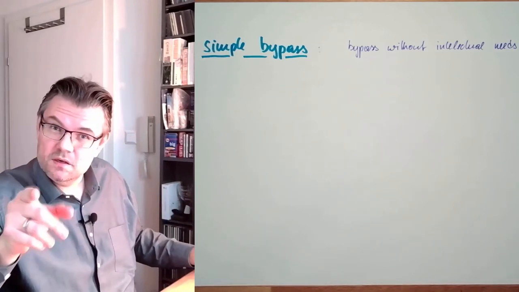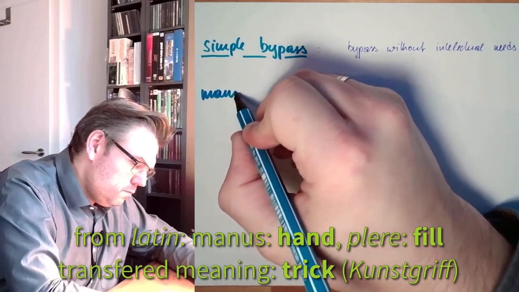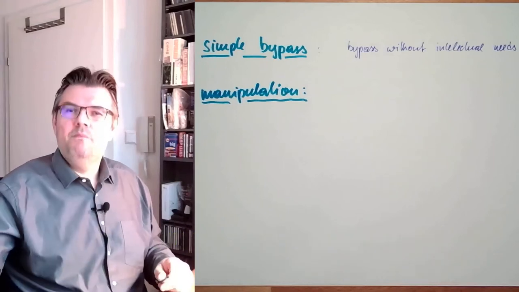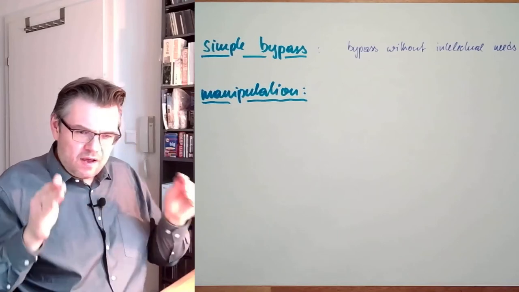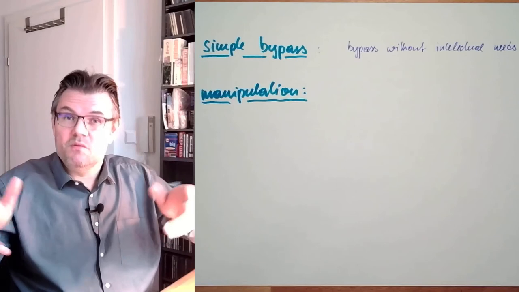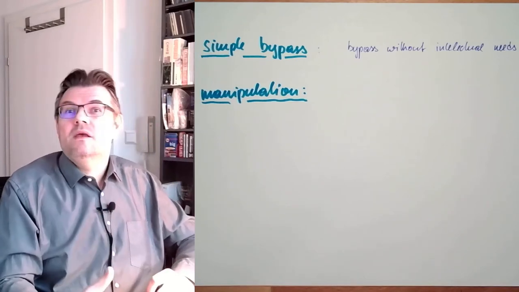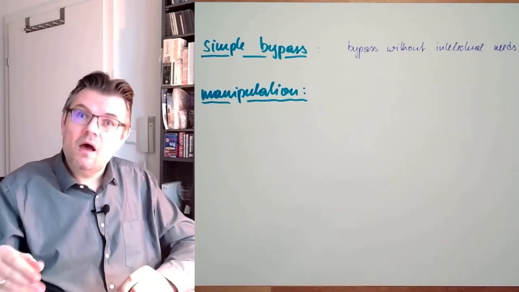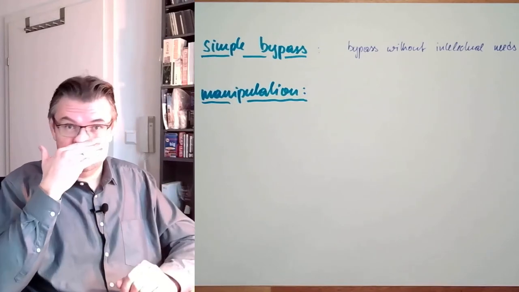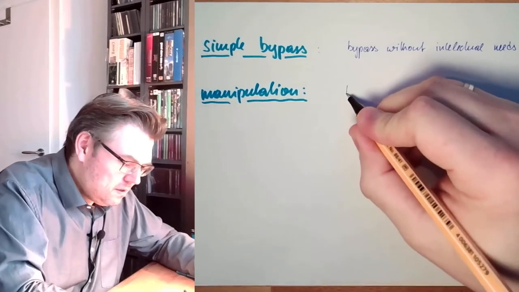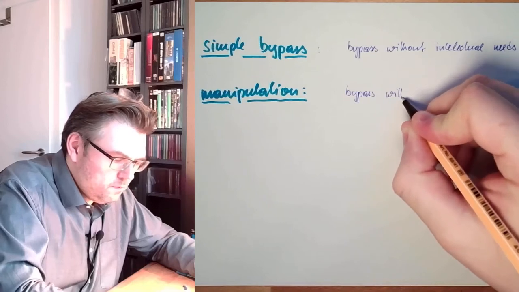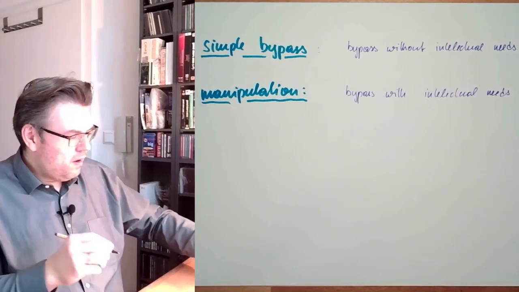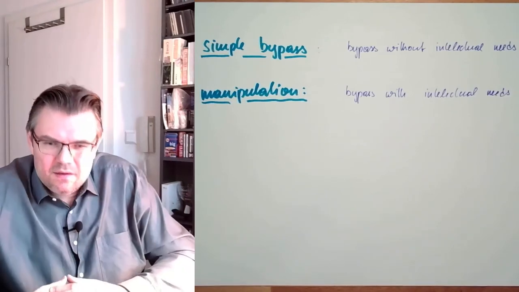Then comes the word manipulation. This is if I have to do more than just put a piece of paper somewhere. If I really have to focus and analyze the security concept of the machine to then take it out, so I need tools, knowledge, and ideas how this might be working. I really need to think about how I can get beyond these security measures. So this is bypass with intellectual needs. We really have to think about how we might get rid of the safety concept.